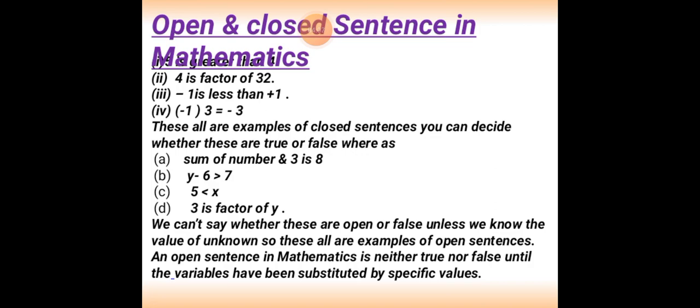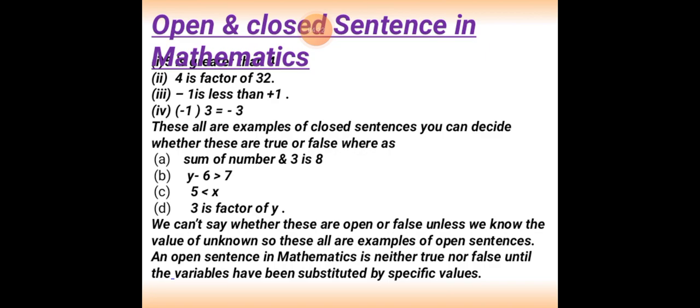Then minus 1 is less than plus 1, we know this, so it's a closed sentence. Minus 1 multiplied by 3 is equal to minus 3, we also know it, so it's a closed sentence. So these are all examples of closed sentences. You can decide whether these are true or false.